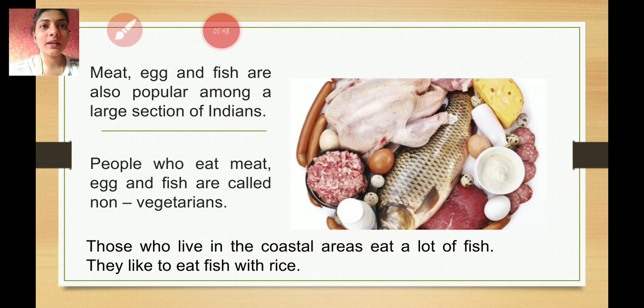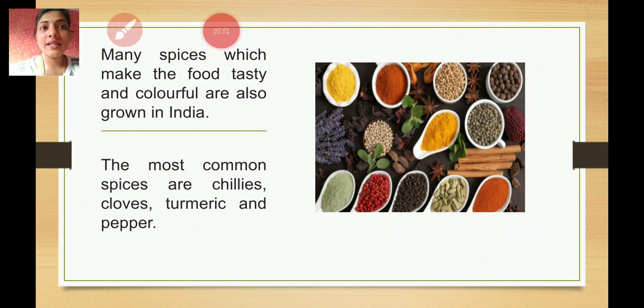Okay, now many spices which make the food tasty and colorful are also grown in India. Apart from all the fruits, vegetables, and non-vegetarian food, we like to use spices. What do spices do? They make the food tasty. For taste, we add turmeric, chili, ginger, garlic, right? We add black pepper. Then, all these are what? These are ingredients which we use for taste.